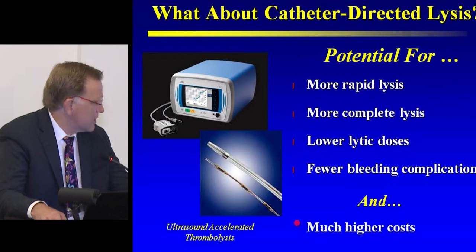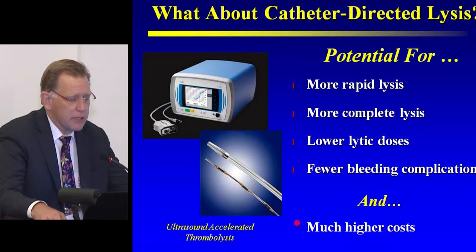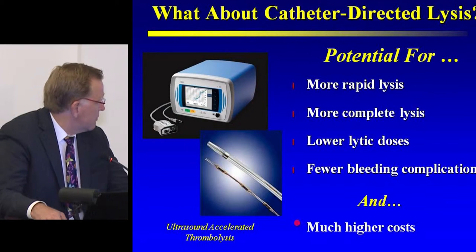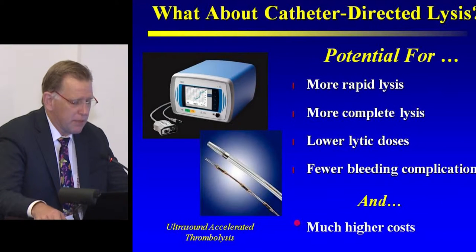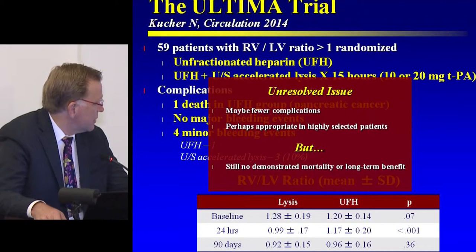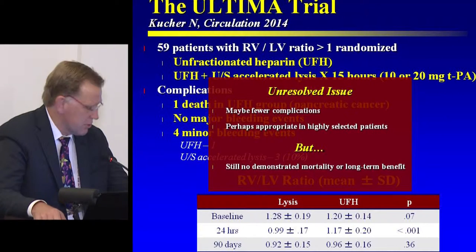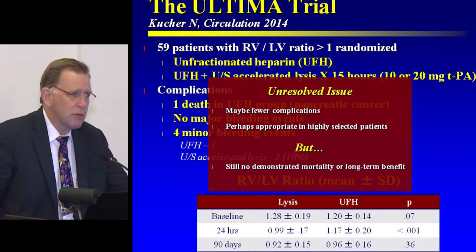These patients with submassive PE, and there weren't very many of them, only 60, were randomized either to unfractionated heparin or to ultrasound-accelerated lysis using the EKOS device. And the results showed very few complications, much fewer than in systemic lysis, but not a lot of benefit. There was a significant benefit in the reduction in the RV to LV ratio at 24 hours, as shown there, but there was no difference at 90 days. So this was a short-term benefit with no demonstrated benefit on mortality.